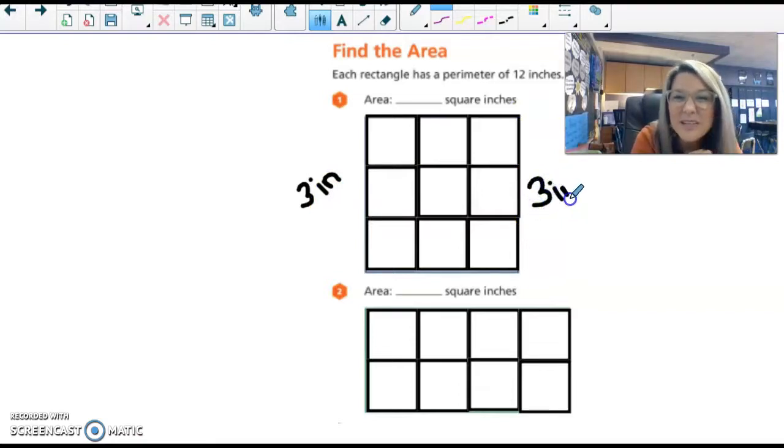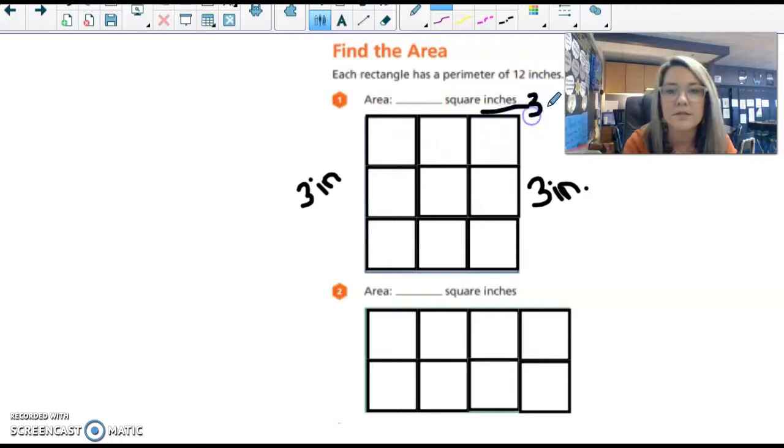And I know that it tells us that each rectangle has the same perimeter up there, and it tells us what it is, but I think we also need to practice finding it ourselves as well. All right, so then up here, this side, 1, 2, 3, that's 3 inches. Draw a line here, 3 inches. And this side is 3 inches.